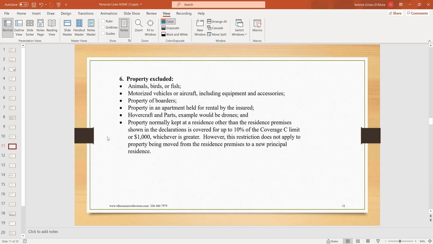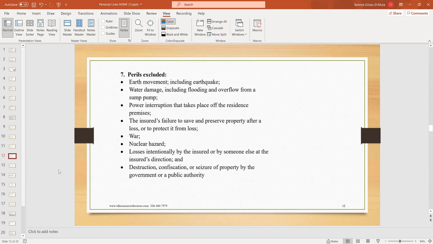However, this restriction does not apply to property being moved from the residence premises to a newly principal residence. So in other words, if you put all your things on a truck and you're moving it to California and you live in North Carolina, it will cover that. I get asked that question quite a bit in our agency as well.